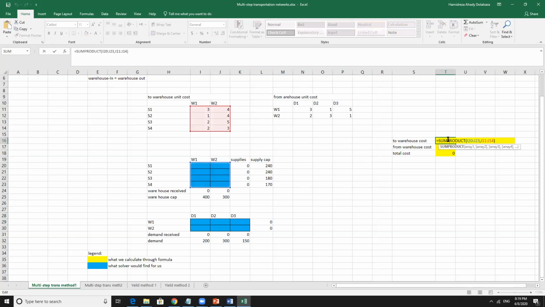The first formula is associated with the goods that we send to each warehouse times the cost, so it's the to-warehouse costs. The second yellow set is the from-warehouse costs. We have a table for transportation from warehouse to destinations, and we also know the transportation cost of each link. And total cost is just the summation of these two.